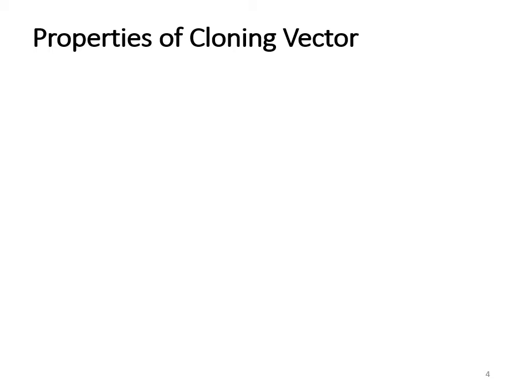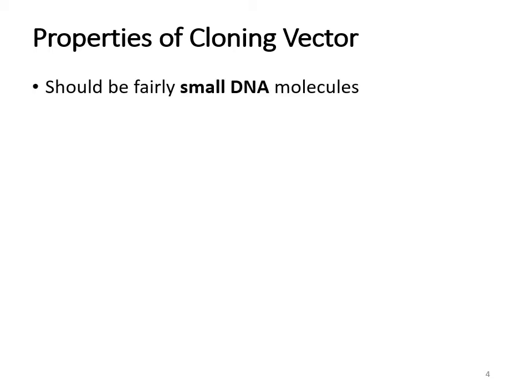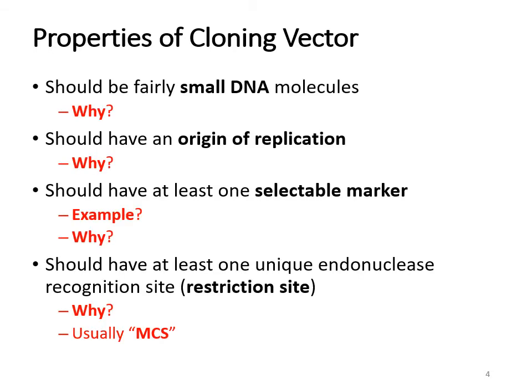Now, this is something that you may have seen or remembered from lab. When we talk about cloning vectors, there are 4 main qualities that a cloning vector or plasmid should have in order to be valuable for genetic engineering or transformation. The first one is that the plasmid should be fairly small. And when you ask yourself, why should this plasmid be fairly small?